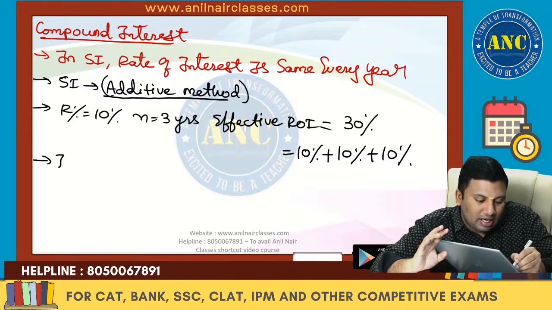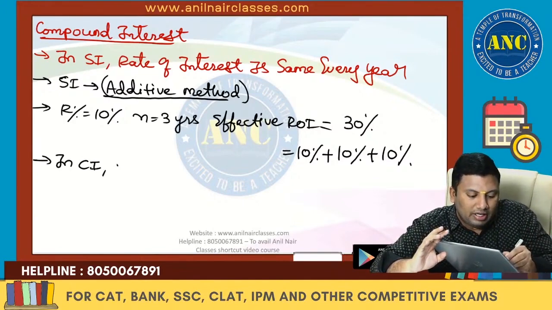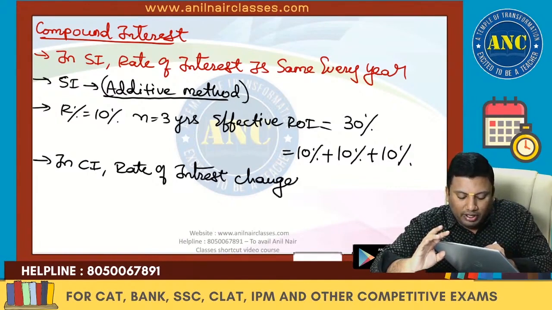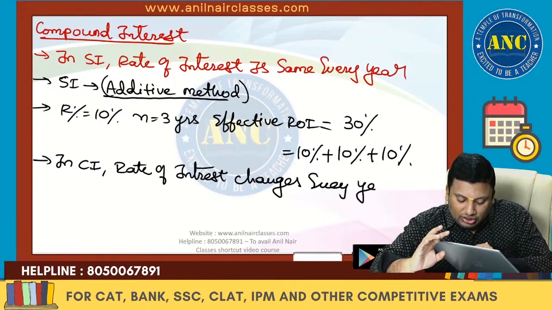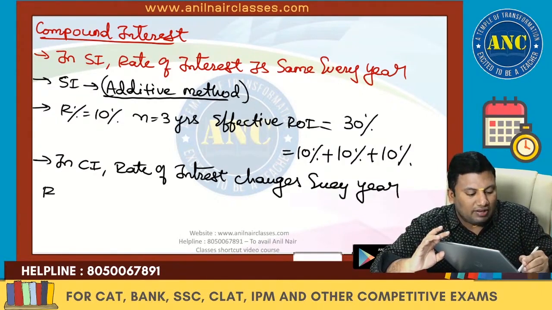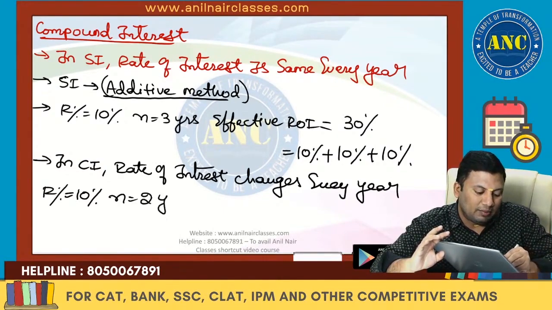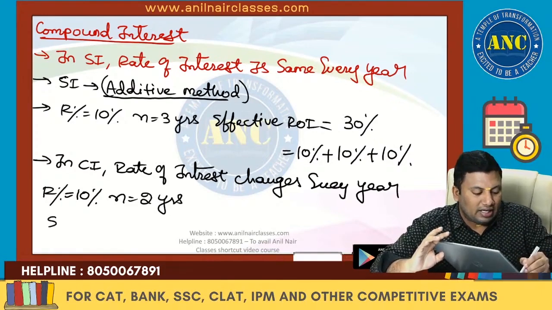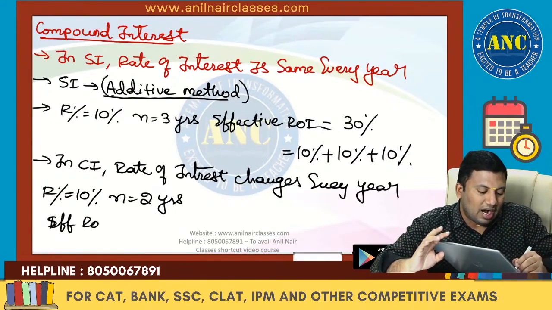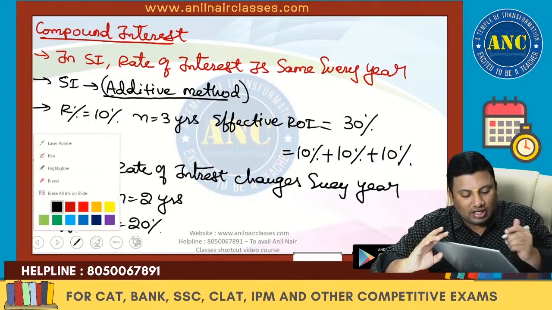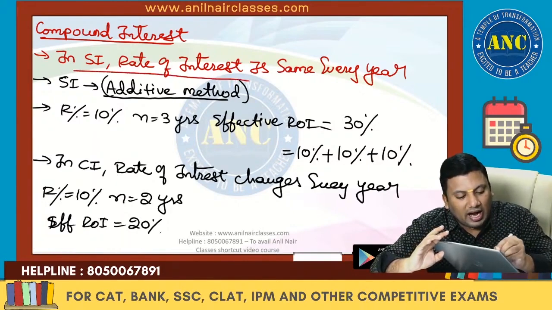Next one, in compound interest, rate of interest changes every year. Same question, if I take R percentage as 10%, n is nothing but 2 years. So the simple effective rate of interest under SI is nothing but 10 plus 10, which is 2 into 10. Simple interest uses addition. Simple interest is nothing but an additive method.